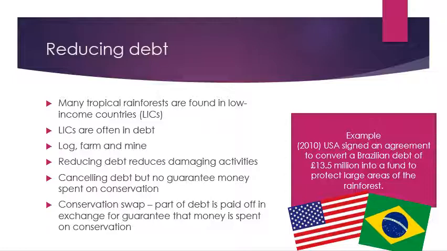Therefore, an alternative method is to do a conservation swap. This is when the debt is paid off in exchange for a guarantee that the money is spent on conservation. An example of when this was achieved was in 2010 between the USA and Brazil, when an agreement was signed to convert Brazil's £13.5 million debt into a fund to protect large areas of the rainforest.